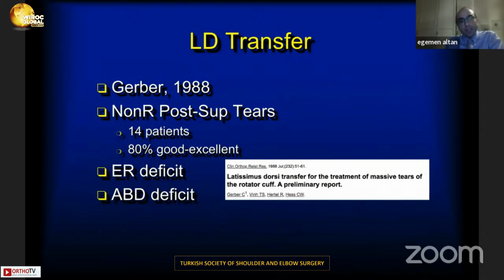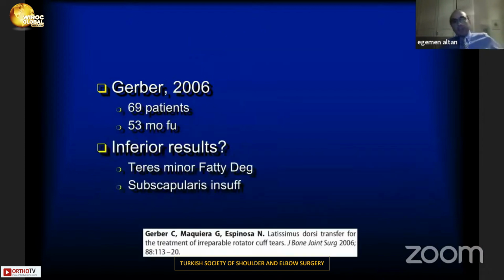Firstly, Gerber in 1988 performed this surgery and performed this study for non-repairable posterior superior rotator cuff tears in 14 patients and had 80% good or excellent results for the patients with external rotation deficit and abduction deficit. In 2006, Gerber made another study with 69 patients with a mean follow-up of 52 months, and they found inferior results in patients with teres minor fatty degeneration, and if you have a subscapularis insufficiency, they also had inferior results.